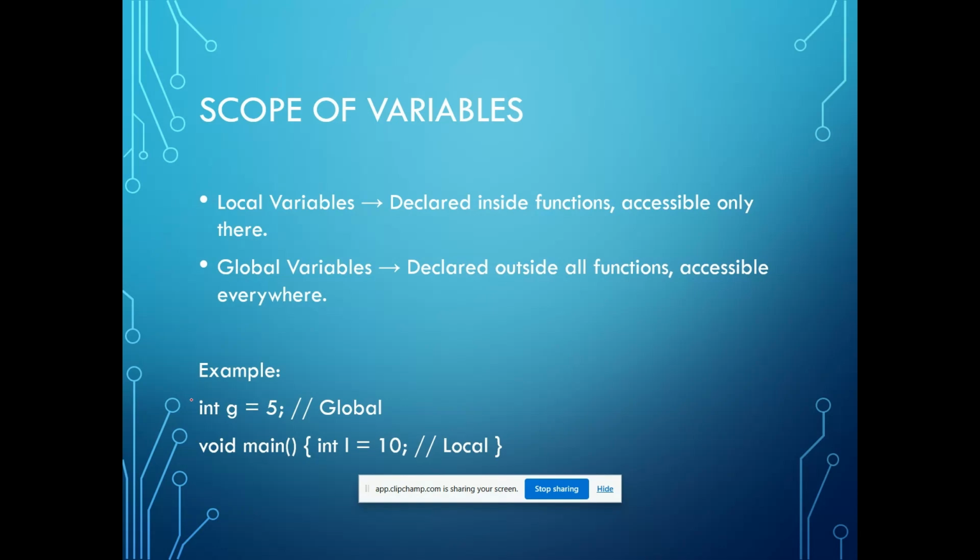So if you're seeing here, we have defined a function void main. If it is inside void main, going for int i equal to 10, it's a local variable. It means it is within this main function. It is not outside the main function. That's why it is a local variable. And if it is outside this main function, like this int g equal to 5, it's a global variable.